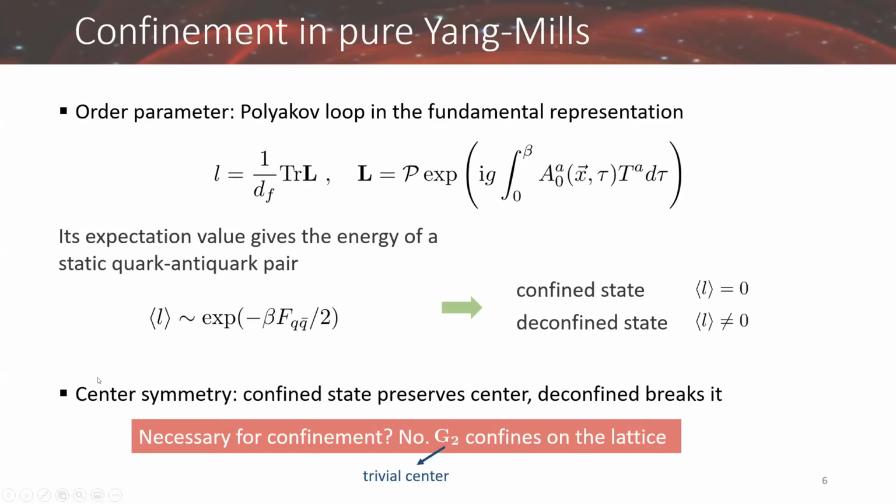Another important concept here is that of center symmetry. Because the order parameter changes under the center, if you are in the confined state, center symmetry is preserved. But the deconfined state spontaneously breaks this symmetry. This symmetry was previously thought to be necessary for confinement. However, G2 has a trivial center, and it's seen to confine on the lattice. So there's something else going on here.